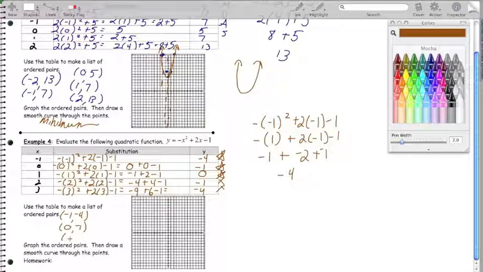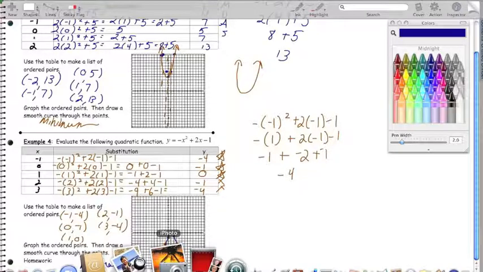Just going to write down my ordered pairs as it asks. Negative 1, negative 4, 0, negative 1, 1, 0, 2, negative 1, and 3, negative 4. Alrighty, I'm going to go ahead and draw a nice smooth curve going through those. I have my parabolas, draw the arrows on both sides. This one's going to be a maximum. Okay, nice job on this.